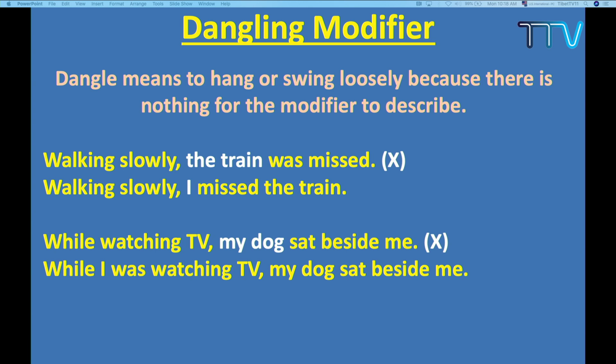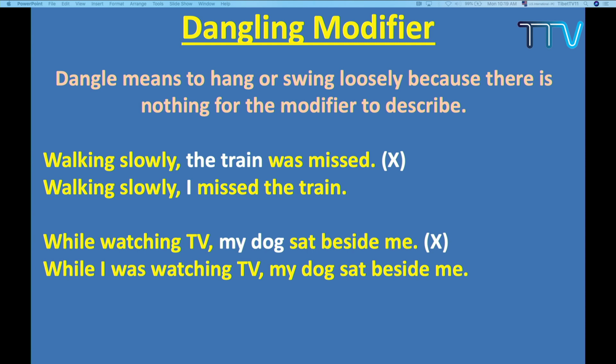Dangling means, what should I say, dangle. It does not fall. It does not have any work. So dangle means to hang or swing loosely because there is nothing for the modifier to describe. We have the modifier, but the modifier has no word. The modifier does not find the word to modify. Now let us look at the example.